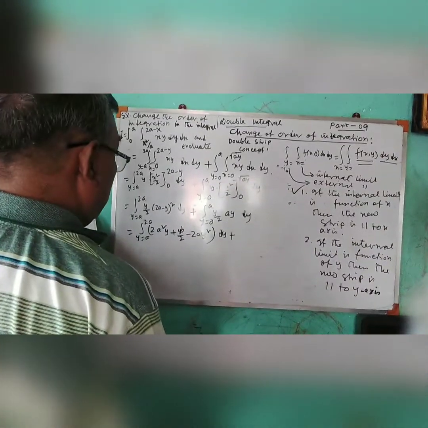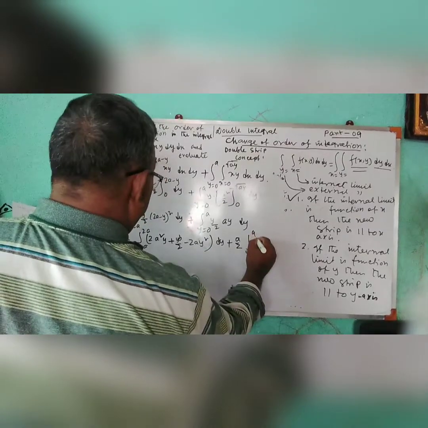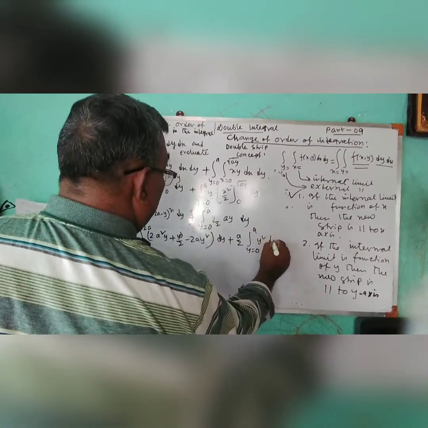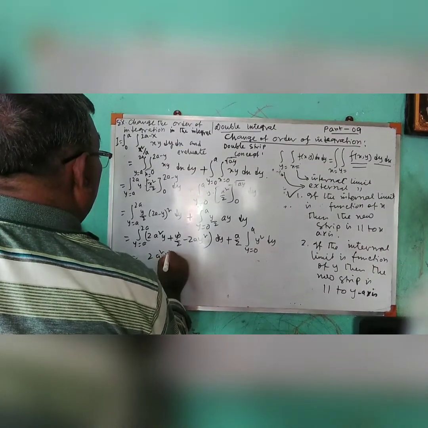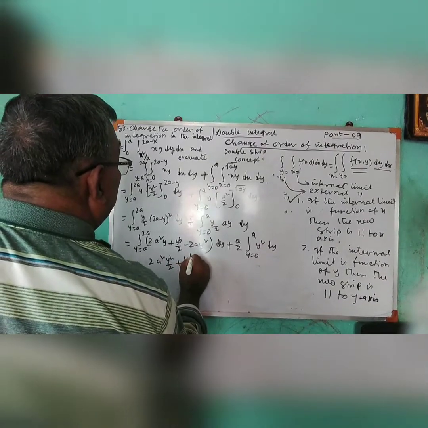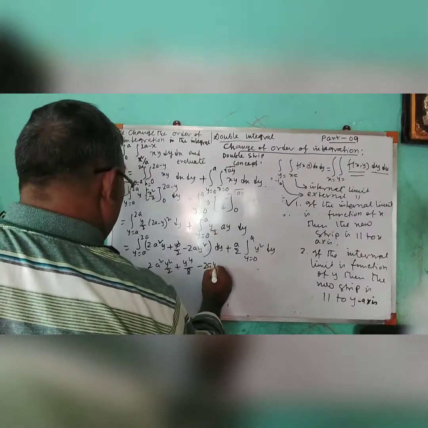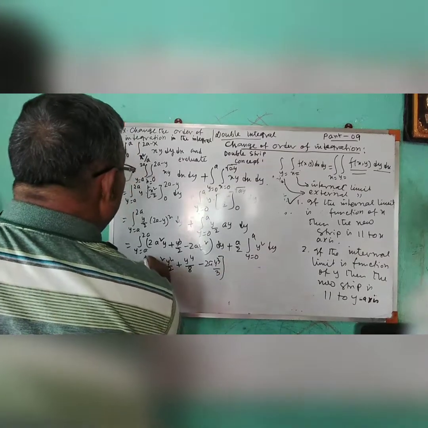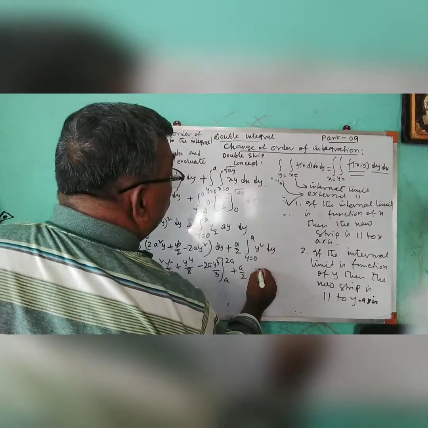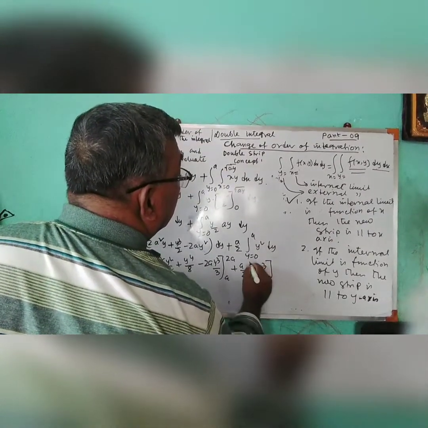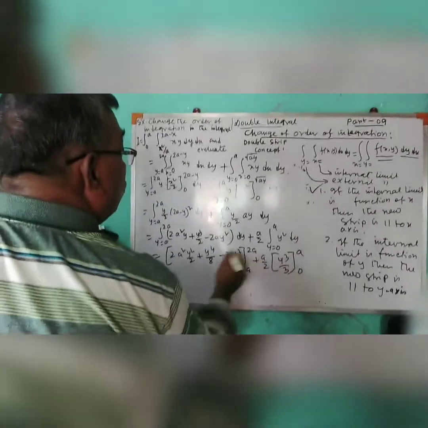Plus here a by 2 coming outside, y equal to 0 to a, this will be y square dy. Now the integration part: 2a square y square by 2 plus y to the power 4 by 8 minus 2a y cube by 3, then a to 2a, plus a by 2 y cube by 3, 0 to a. Now upper limit minus lower limit.